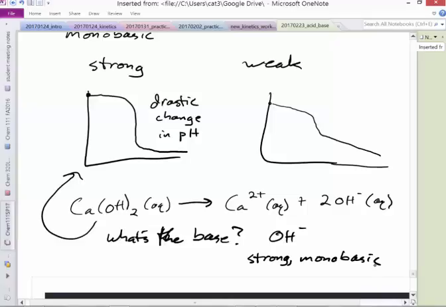Has anyone ever made a solution, taking a solid like NaOH or KOH, putting it in water and making a solution? I wish I had you guys do that. It gets really hot when you dissolve strong base in water, because it's exothermic. Very, very happy dissociating. Really hot. There's one we should also have you do that gets super cold. That one's weird too.